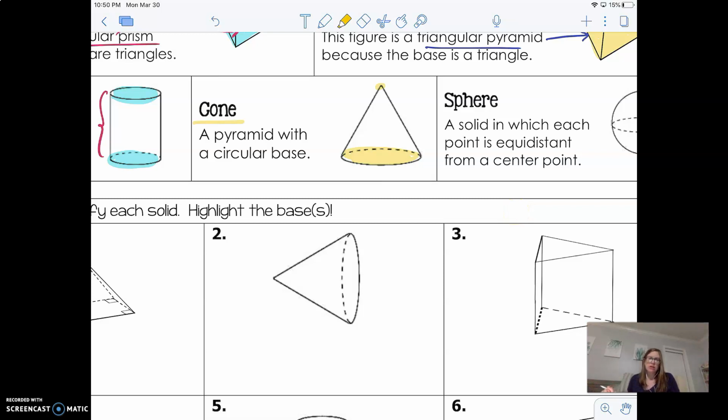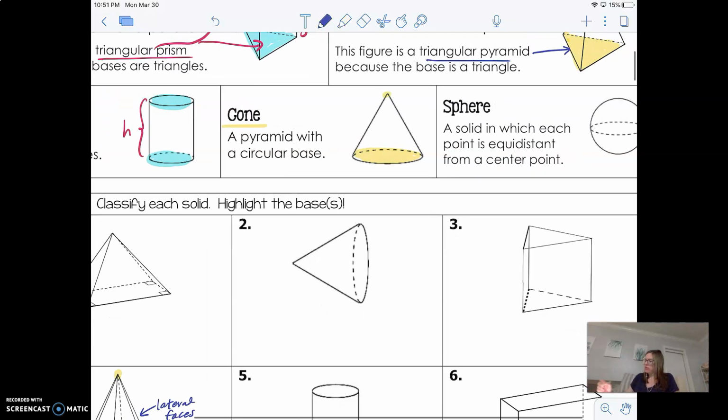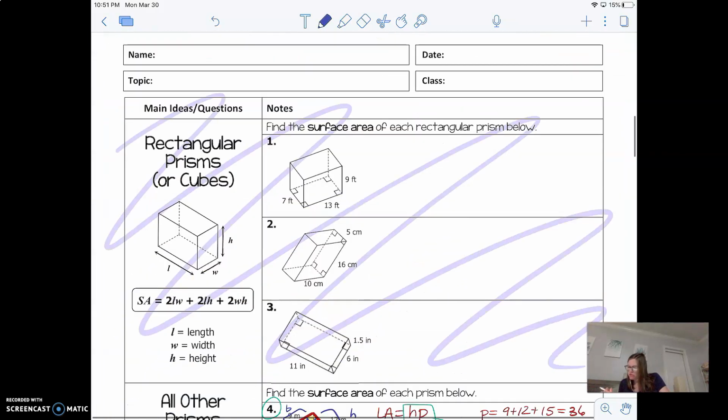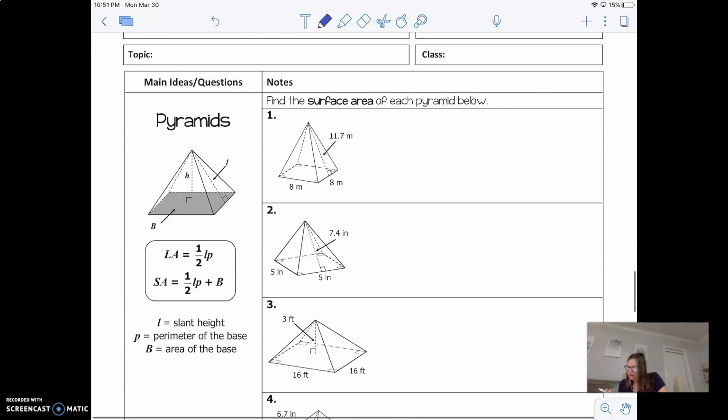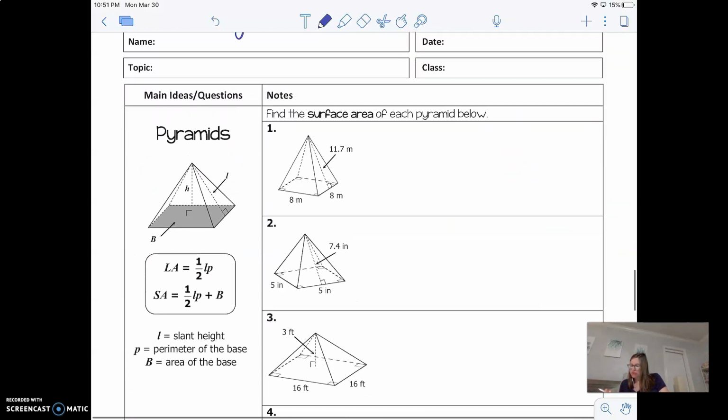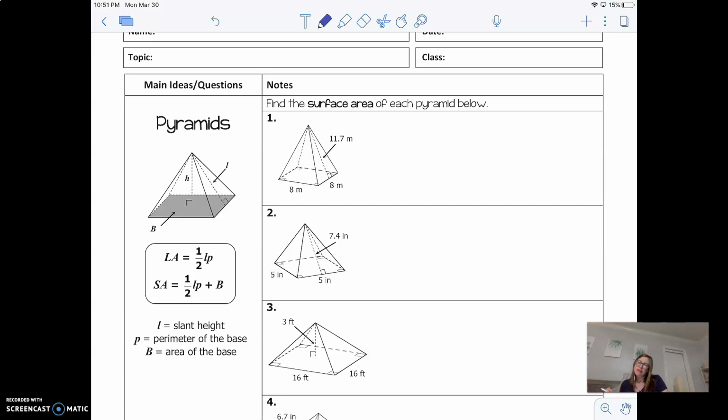Sorry, last video. Again, a cone is a pyramid with a circular base and has a vertex there at the top. Okay, so let's talk about some important things. I'm gonna go all the way down here. All right, so pyramids. Pyramids are a little trickier, okay?